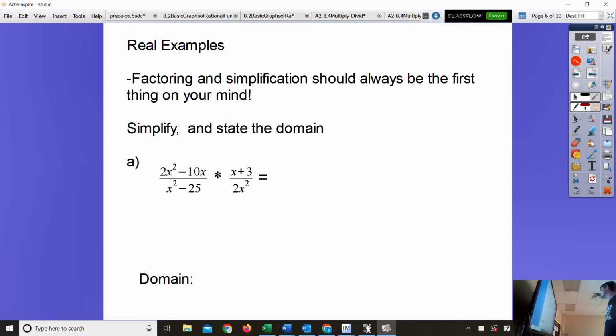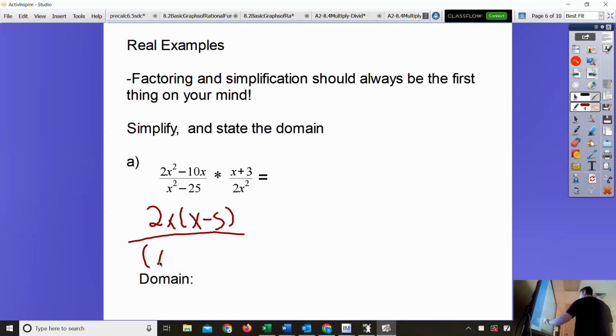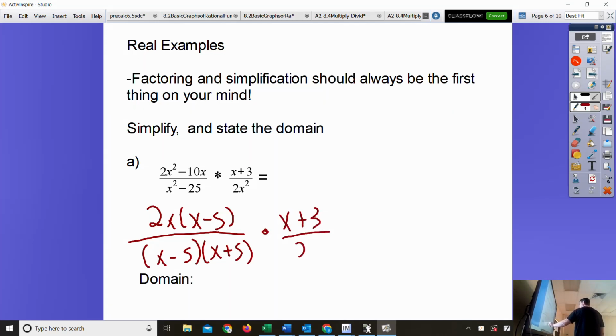How do you factor 2x squared minus 10x? 2x times x minus 5. She pulled a 2x from both pieces. Down low, x squared minus 25. That's a special pattern. That's the a squared minus b squared pattern. That's right, Alex. Don't believe me? Boil it out. There's absolutely nothing you can do with x plus 3 over 2x squared as far as factoring goes, because they're done.